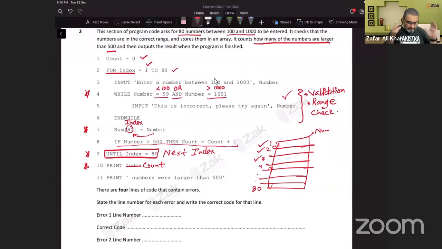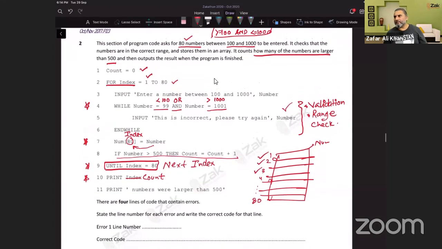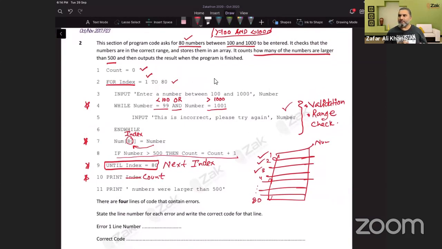Okay, so you need to be very much attentive. Whenever there is a validation, there would be a little confusion. Line number 7 is basically index. It says that you have to have 80 numbers and store them in an array. So you take number of whatever the loop index is, at that particular index we will store that number.